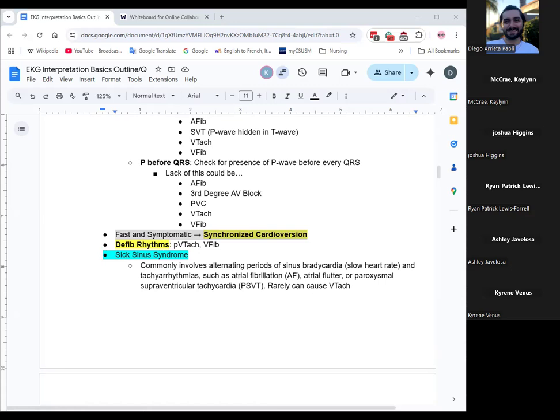So if they need to be synchronized cardioverted and you defib them, they might be put into that. So I guess technically you just have to defib them again and hope it works the second time. Shock them again.